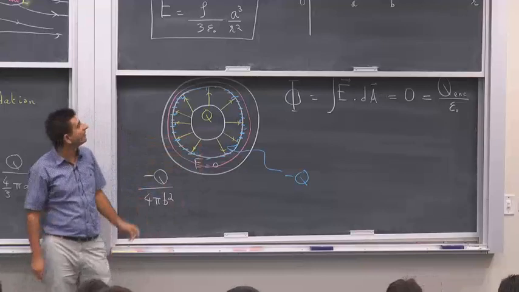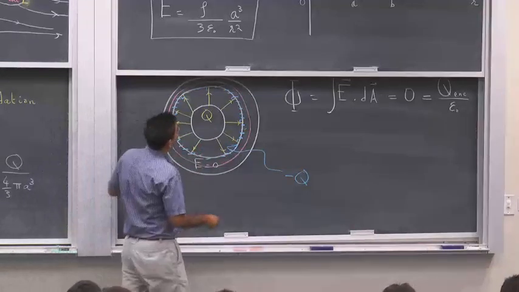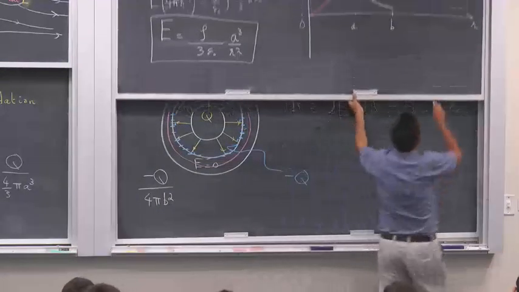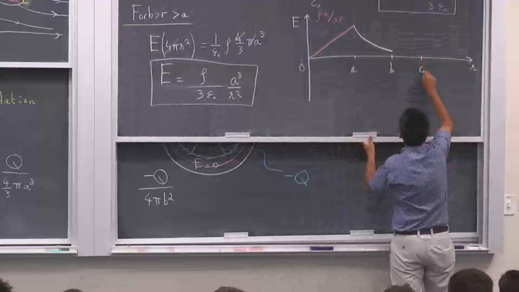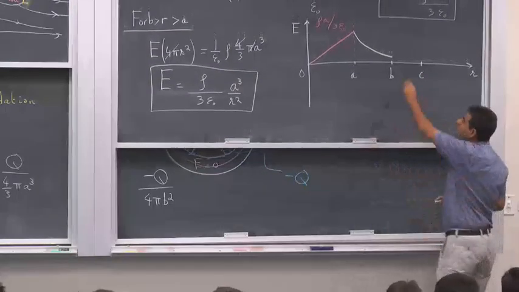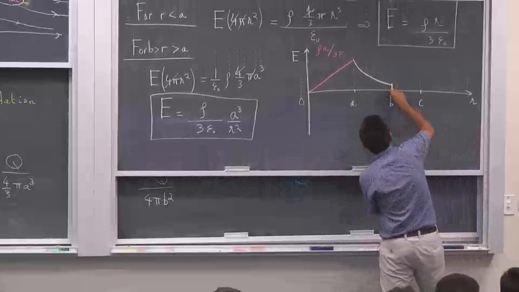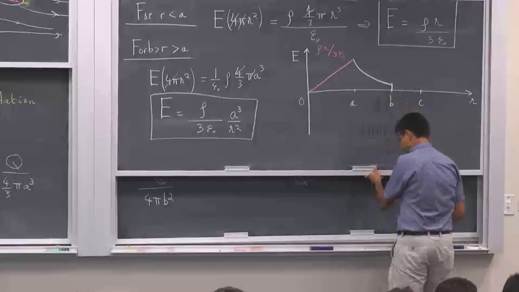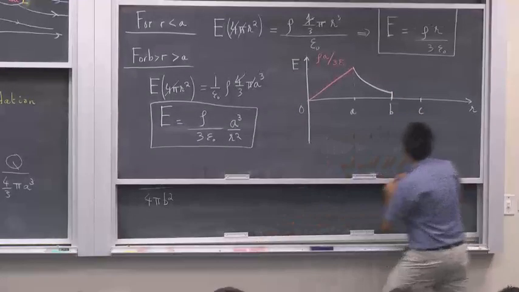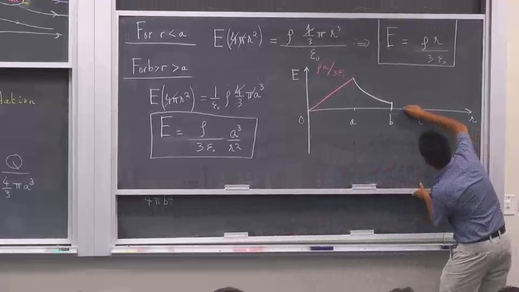So this charge density develops on the inner surface, and inside the interior of this metal, the electric field is zero. So if I go from b to c, the electric field has to be zero. So at the point b, all of a sudden, the electric field drops to zero and then remains zero up to the point c.